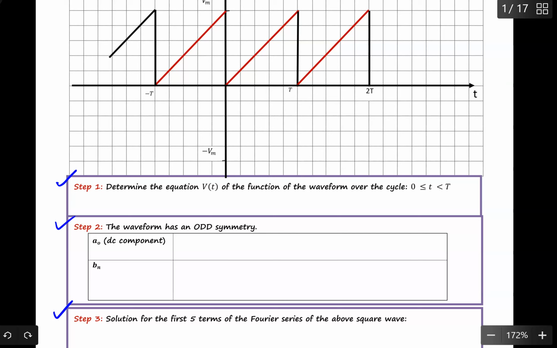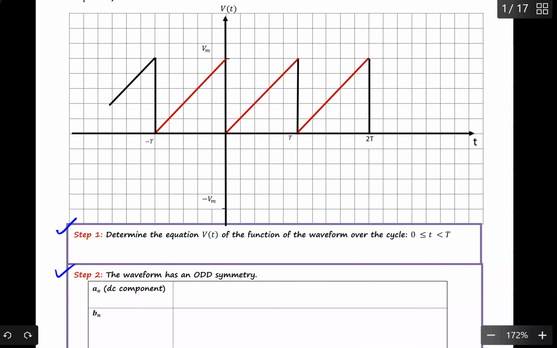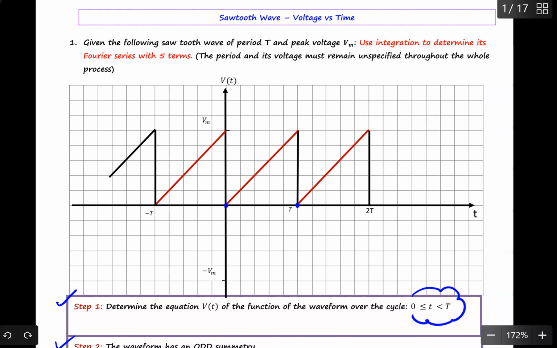Okay, so step number 1 asks us to determine the equation V(t) of this function over the cycle of T and 0. So we are looking at this T and 0. To find the equation for this function, as you recall from last lesson, I mentioned that for the sawtooth wave, you only have one equation to find. That one equation is the red line that I indicated here.